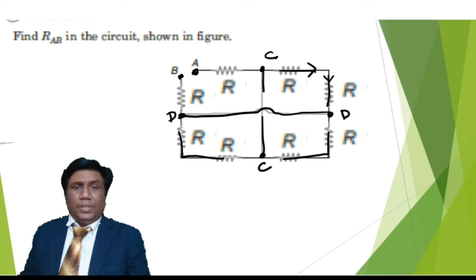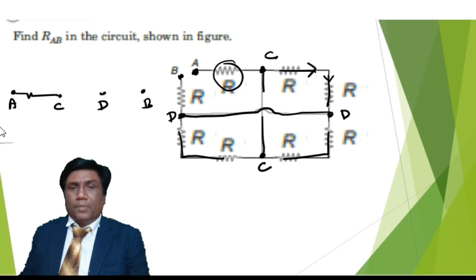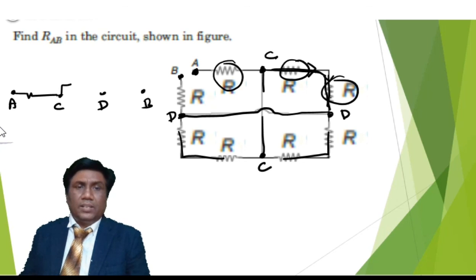If I redraw the circuit, say this point is A and this point is B, we need to find out the resistance between A and B. In between we have points C and D. From A to C, one R is there. From C to D, 2R is there.